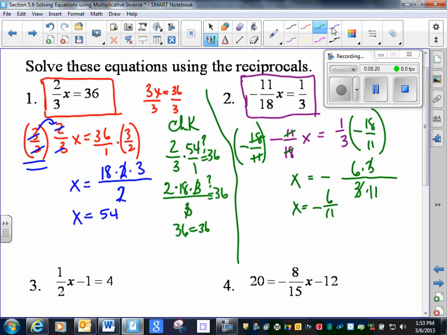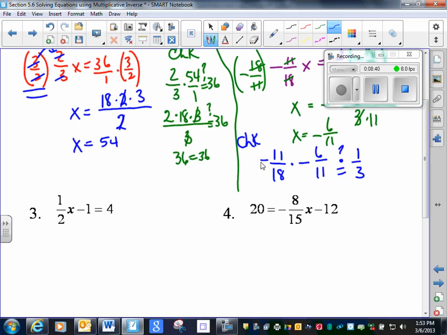We need to check. It looks kind of hairy, but it is pretty easy, really. We go back to the original problem. Negative 11 over 18 times negative 6 over 11. Does that really equal 1/3? We're going to find out. We know it's positive because a negative times a negative is a positive. That's a good thing. Single fraction bar.